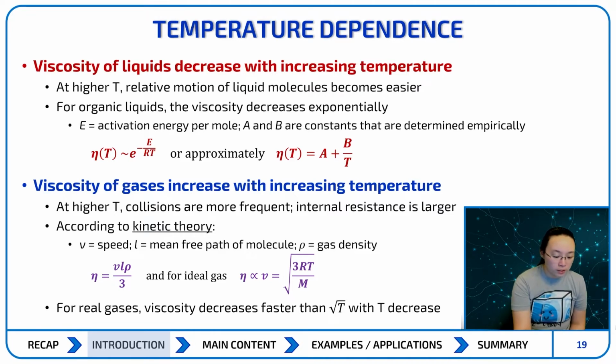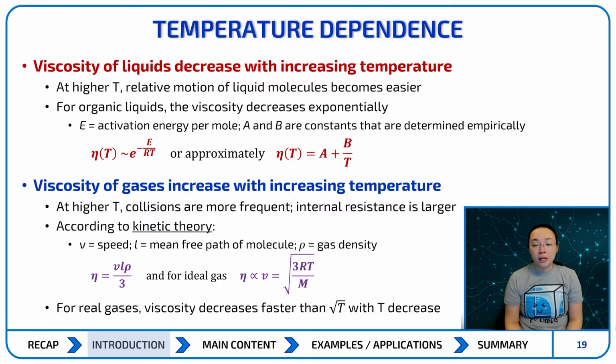So here's another proportionality statement. According to the kinetic theory, we'll be able to say that the viscosity of gases is equal to the speed of the gas multiplied by the mean free path of the molecule multiplied by the density of your gas divided by 3. That means that I can essentially say that your viscosity is proportional to the speed of your gases, which is equal to approximately the square root of 3RT over m. So we'll talk about that later once we move on to several chapters about gas.